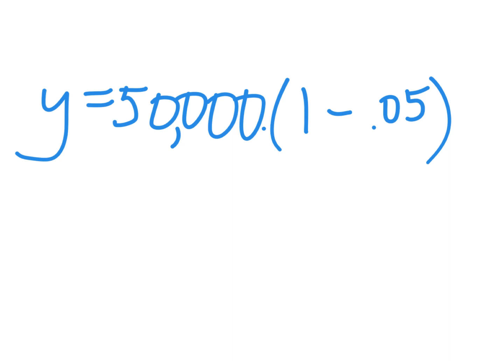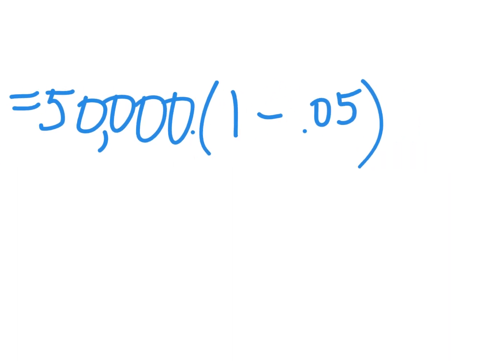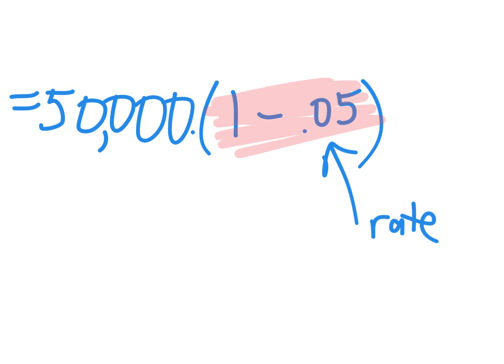Yeah, but I like this better because it tells me two things. It tells me the growth or decay rate. And if I put them together, that's 0.95. That's the common ratio. So 0.95 is the CR.